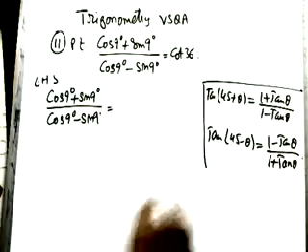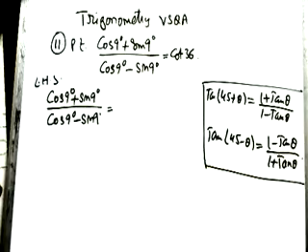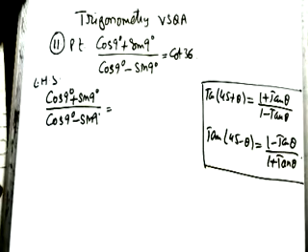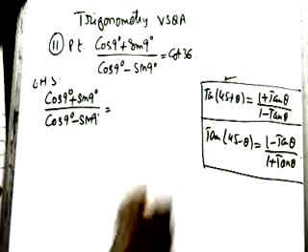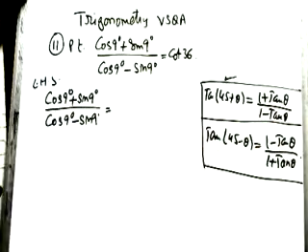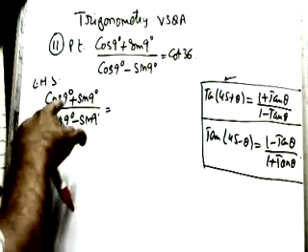There is a formula. tan(45 + theta) is (1 + tan theta) / (1 - tan theta), and tan(45 - theta) is (1 - tan theta) / (1 + tan theta). Must learn these formulas by heart. These are also useful in derivatives; you have to use these formulas there also. Okay. Now watch here. Let me change this into tan first.